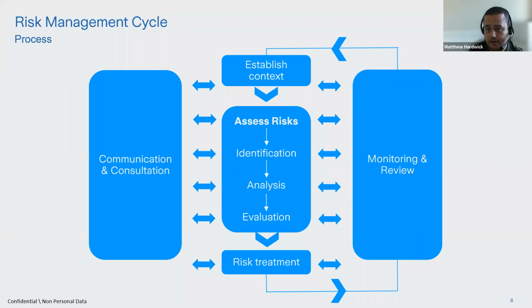Once we know where we are trying to get to, that's when we can start to consider what our risks are. So that middle box on the screen there, assessing risks. Assessing risk is broken down into identification, analysis, and evaluation. For me, risk identification is absolutely the most important part. This is where we want to make sure that we've not just identified the risk, but we've identified the root cause of that risk.